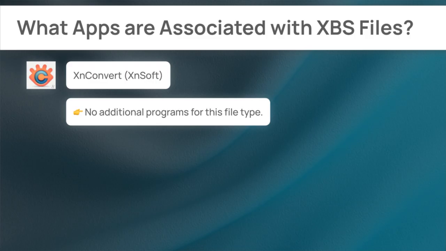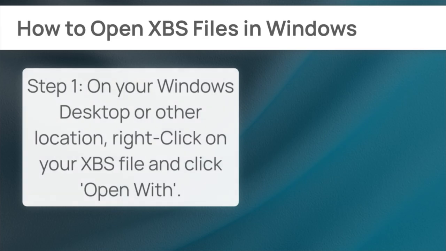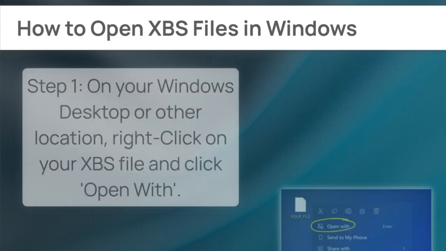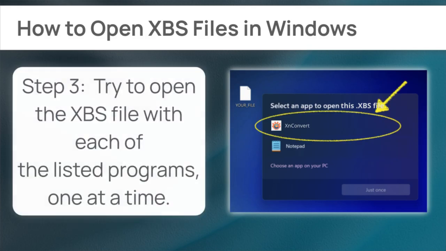Windows can read the file name, but the internal archive contents require specialized extraction. Windows does not execute them automatically, so they must be run through an interpreter or shell. We need to force an application assignment. Right-click your XBS file and select Open With. If XnConvert is installed, test it. If it's unavailable, select another program. Testing is the most direct path to the fix.